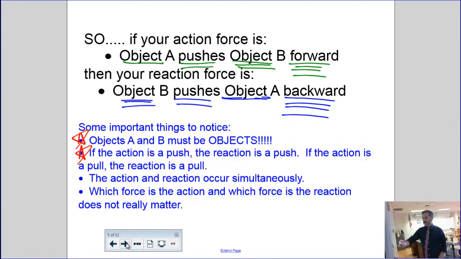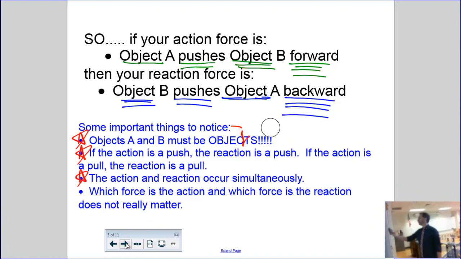All right? Next, the action and the reaction occur simultaneously. Okay? So in that example back here, when I was pushing the filing cabinet, the idea is my hands were on the filing cabinet, right? So there was a time during which my hand was pushing the cabinet, and during that same time, the cabinet was pushing me. Okay? This is not cause and effect. It's not I punch you and then you punch me back. All right? The action and the reaction occur simultaneously.